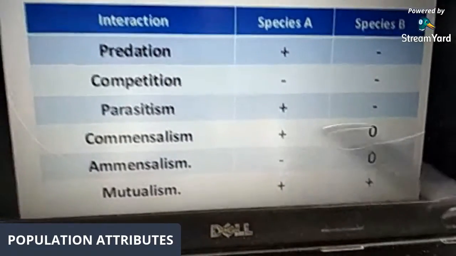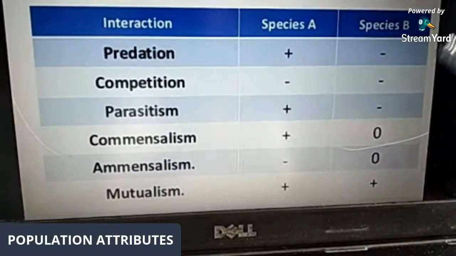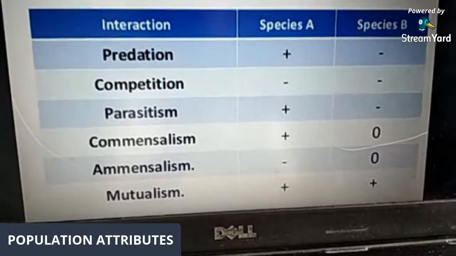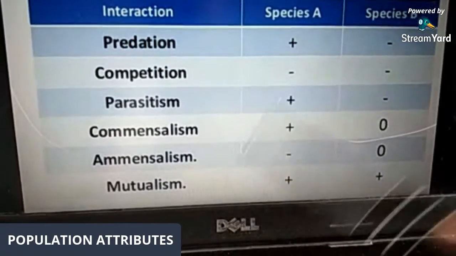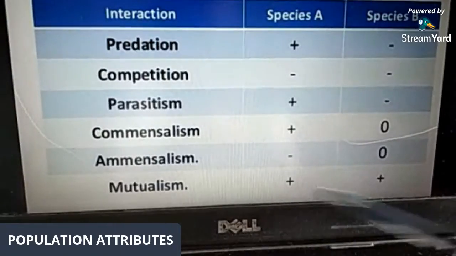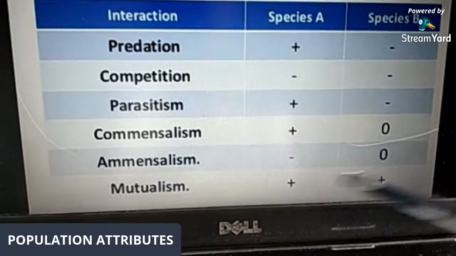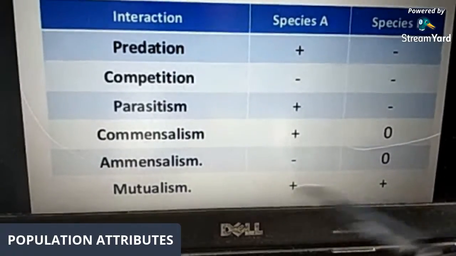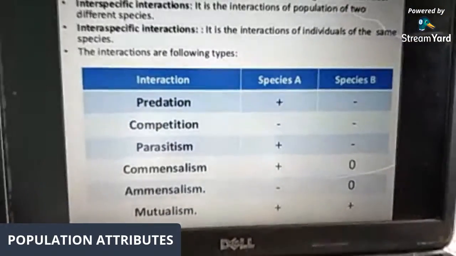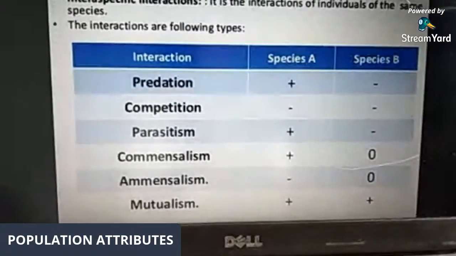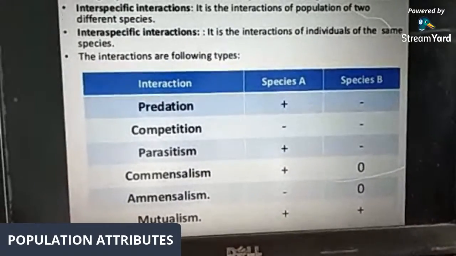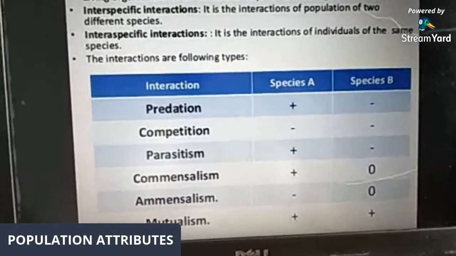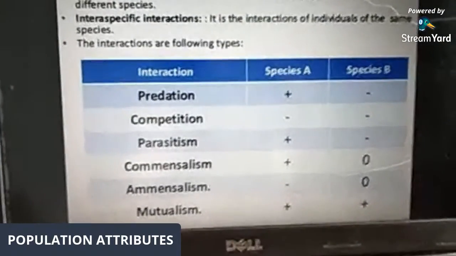Amensalism is when one species will be harmed but the other species will neither be harmed nor benefited. And the last one is mutualism. Here both species will be benefited. The mutualistic relationship. So these are the different kinds of interaction, and this chart is very important for your exam.